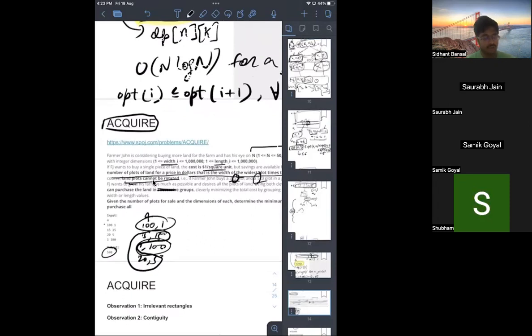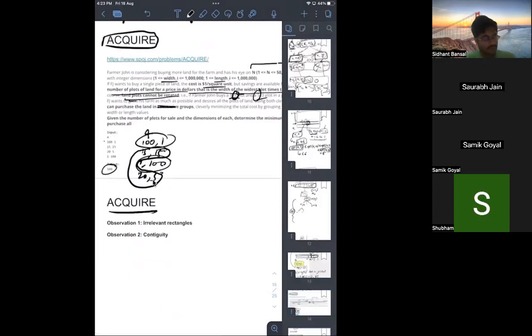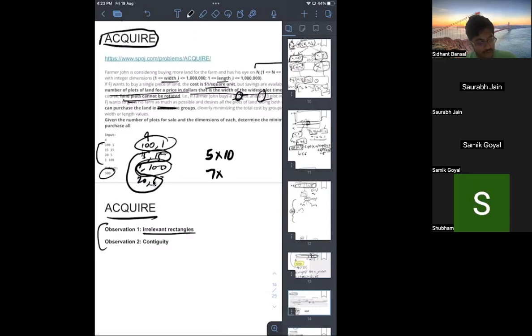If you don't have any doubts on the question, I'll quickly go over the two observations required for this question so that we can get to the final version of the DP and see what's happening. The two observations are, first, irrelevant rectangles. Some rectangles in this question are irrelevant. For example, say you have a rectangle of size 5 cross 10, and you have another rectangle of dimension 7 cross 12. That is, 7 is bigger than 5 and 12 is bigger than 10.